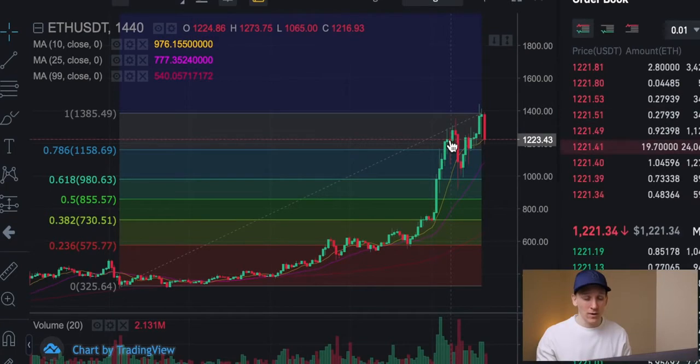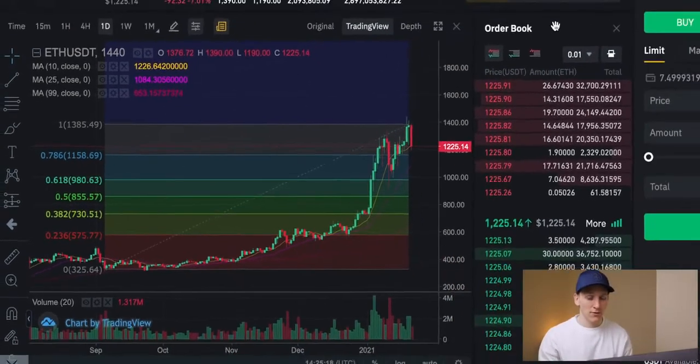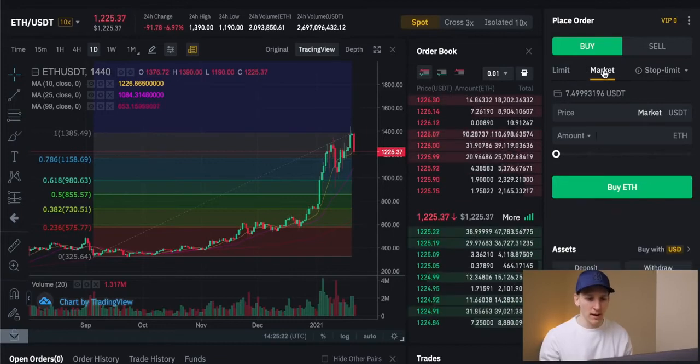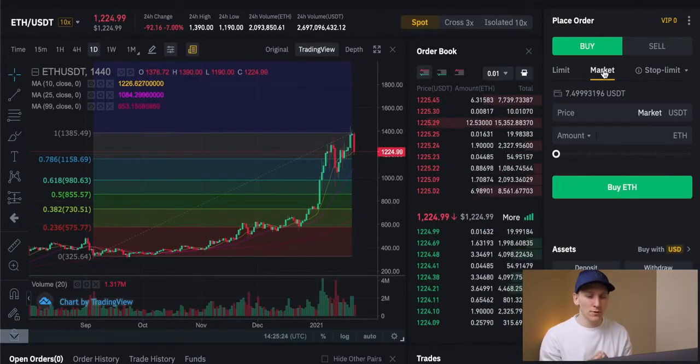So let's get into actually placing some orders. The first type of order is a market order. So let's come over here and just choose market. Now, with a market order, you do not choose the price that you trade at. You only choose the amount of the cryptocurrency that you want to buy. So you can come right here and see the price. It just says market. You have absolutely no control of the price.